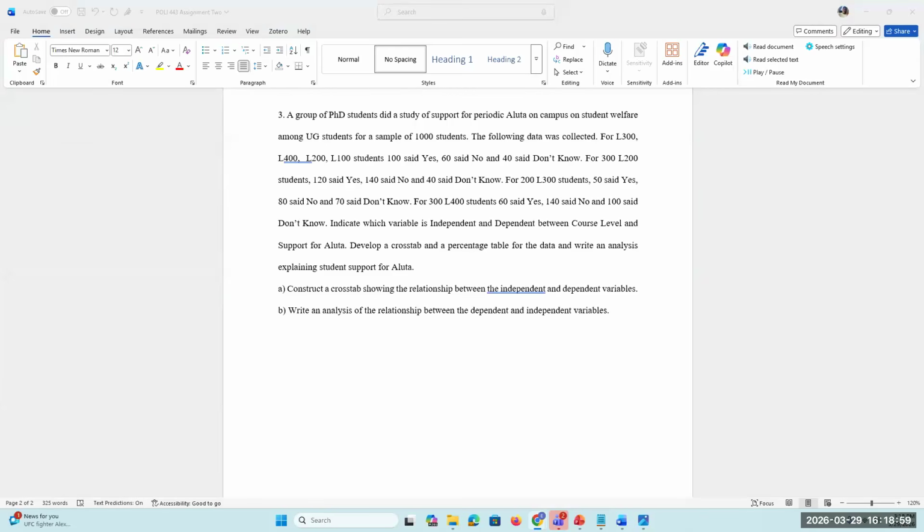Indicate which variable is independent and dependent between course level and support for ALUTA. Develop a crosstab and a percentage table for the data and write an analysis explaining student support for ALUTA. A. Construct a crosstab showing the relationship between the independent and dependent variable. B. Write an analysis of the relationship between the dependent and independent variable.